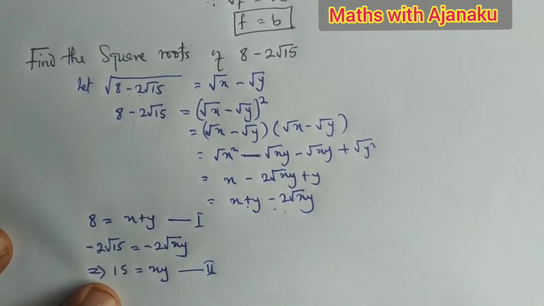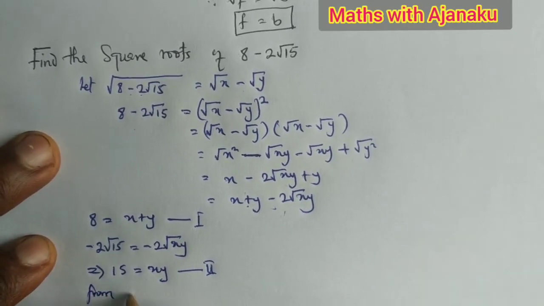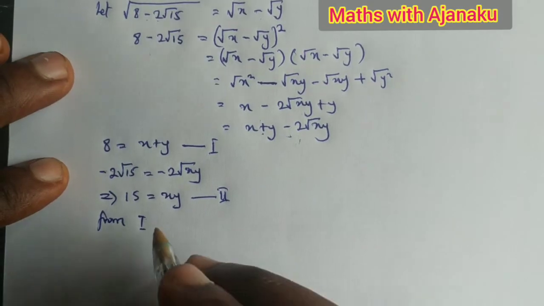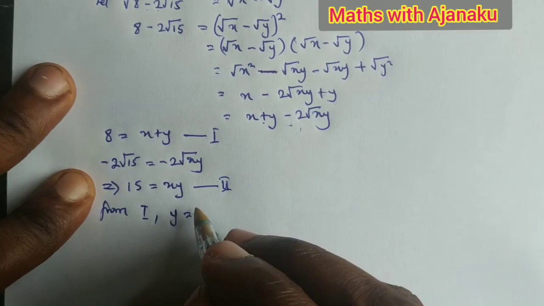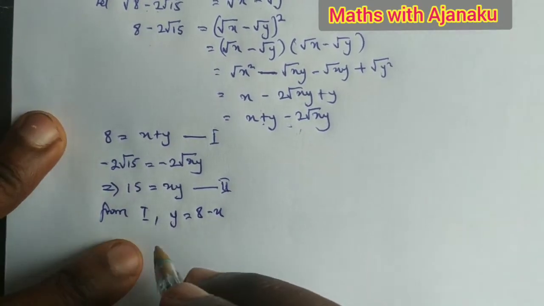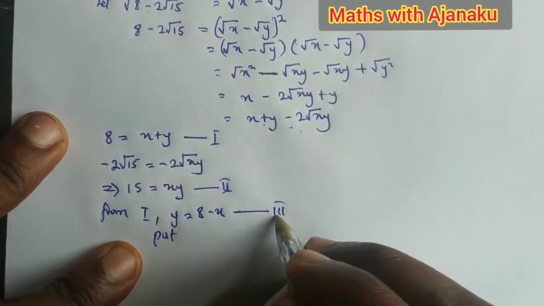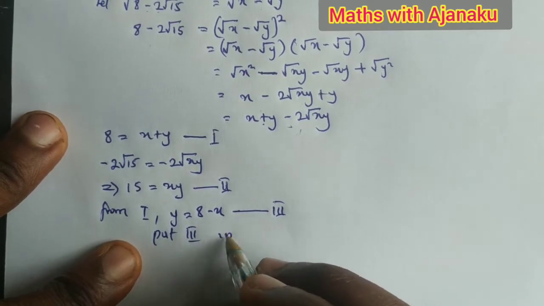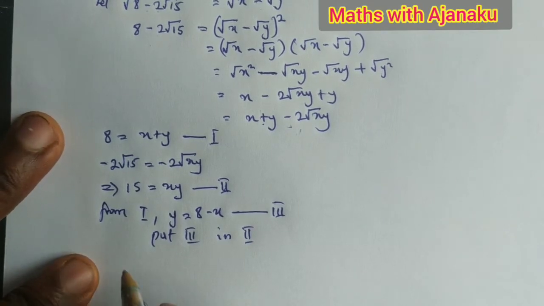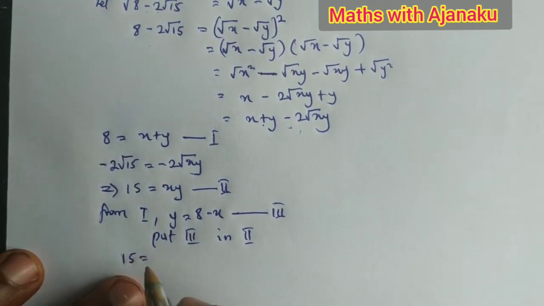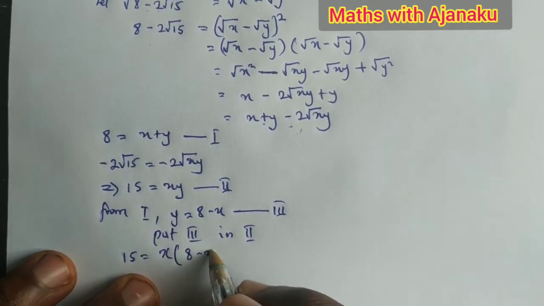Now solving this simultaneous equation, from equation 1, we can say that y is equal to 8 minus x. Let's call this equation 3. We can put equation 3 in equation 2, because we got it from equation 1. And when we do that, we get 15 equal to x into brackets 8 minus x.